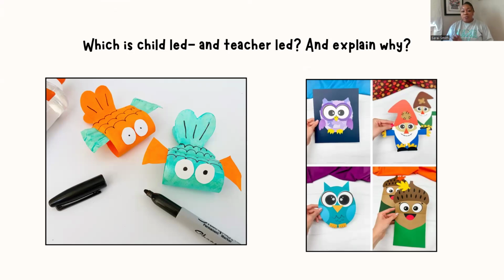Let's look at the second one. We have an owl, we have a scarecrow, we have the acorn, like I mentioned, perfectly crafted, perfectly matching. That is teacher led. Put the eye here, put the nose here because the owl's nose goes here. Put the feet here at the bottom because that's where the owl's feet go. Now, is this me saying that we should never do art like this?